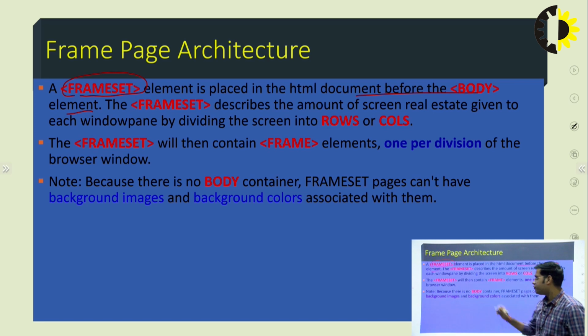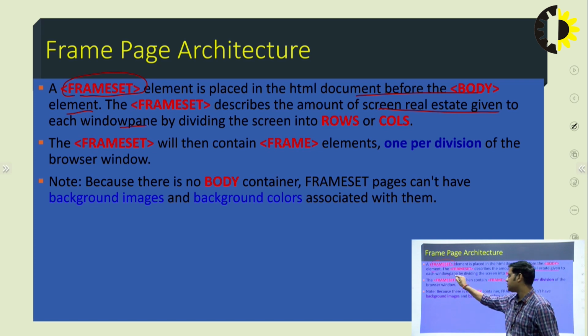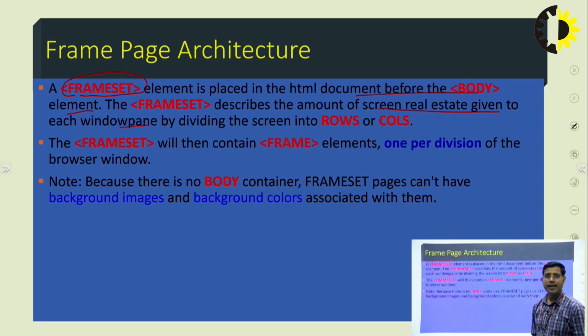The frameset describes the amount of screen real estate given to each window pane by dividing the screen into rows or columns. So we have to divide the browser screen either in the form of rows or in the form of columns. Let us take an example.